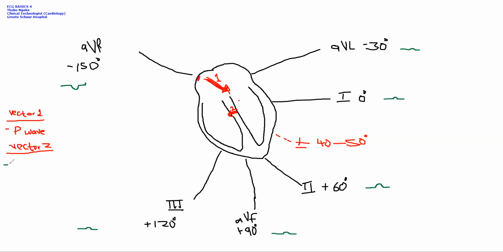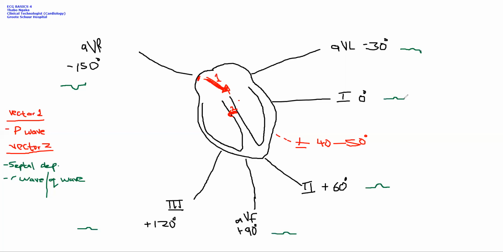So vector 2 is septal depolarization. And depending on whether it's going towards a lead where it's going to produce an R wave, or whether it's going away from a lead where it's going to give you a Q wave. So it really depends on which lead you are looking at. So in this case, in AVR, it's going to give you a Q wave. AVL, obviously, it's moving away from AVL. So AVL is going to give you a Q wave.